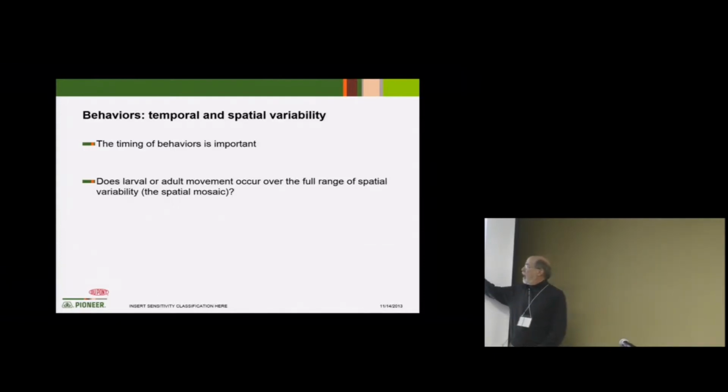And then are we talking about movement that allows the insect to consider the environment a spatial mosaic, or is the movement restricted enough so that the scale is not so large that if one farm is different than another, it's not going to matter for the population genetics and the evolution of resistance? So the relationship of the environment, the landscape, and the scale of the movement is critical for understanding the importance of these behaviors.